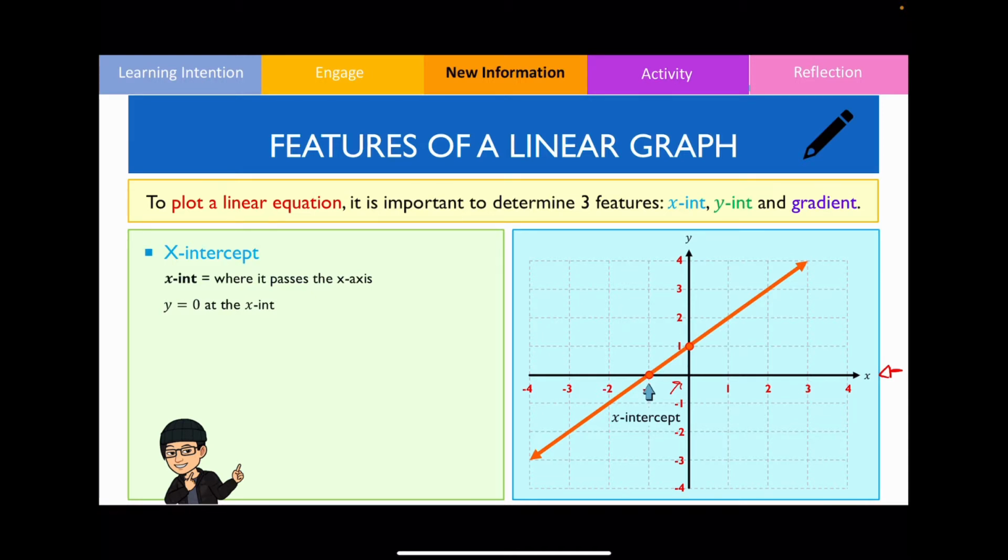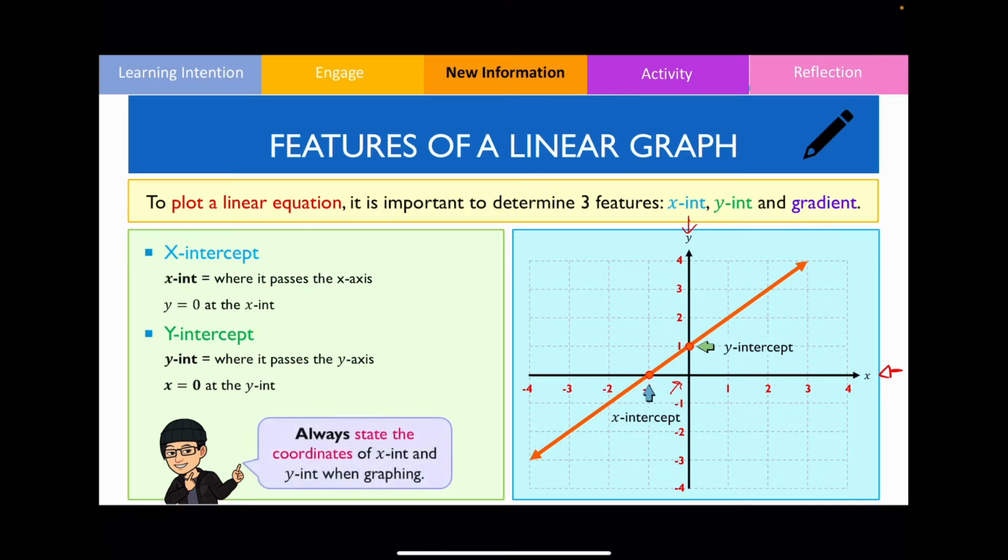Another important feature is the y-intercept. The y-intercept is defined as the value where the straight line crosses through the y-axis. That over there is the y-axis, so that's plotted over here. At this particular point, notice that your x value is going to be equal to 0. And whenever you're trying to graph your linear equation, it's really important that we express the intercepts in coordinate form. So that's what I've done over here, like so.